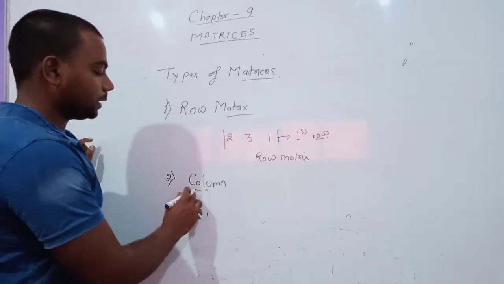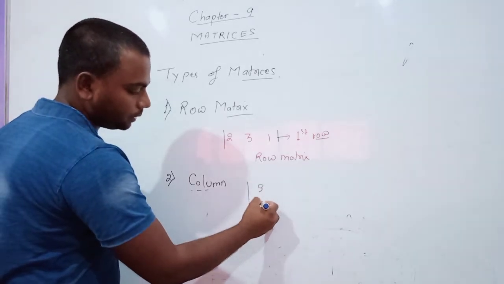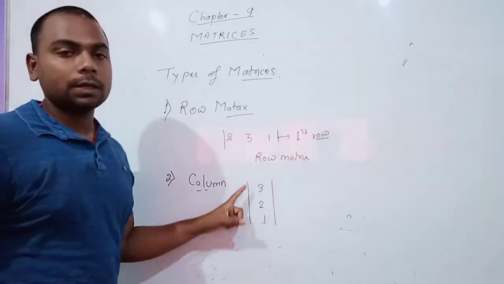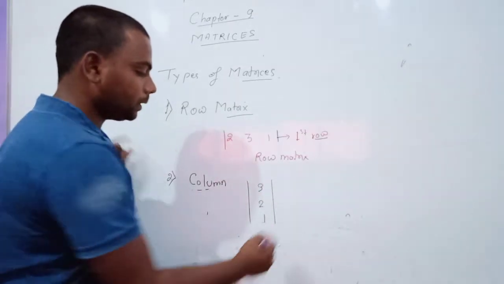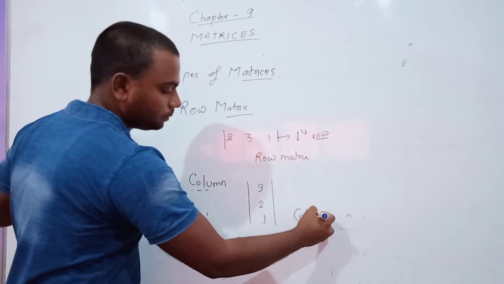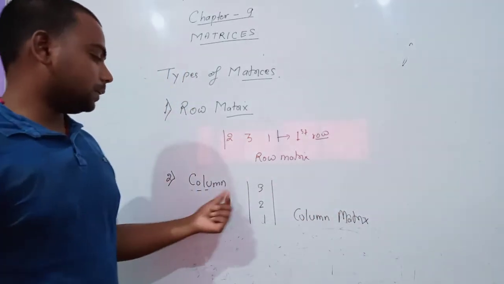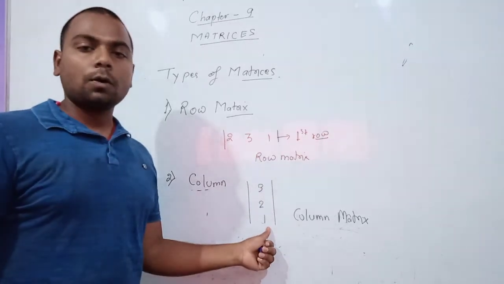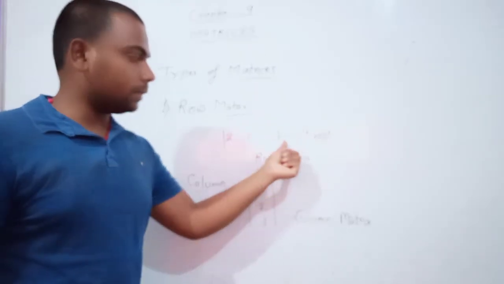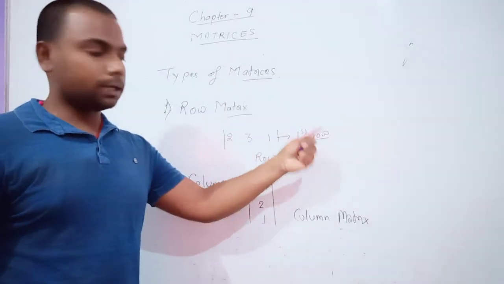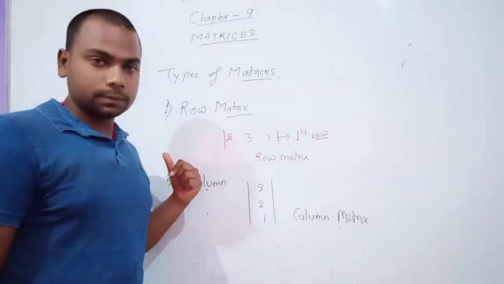Okay, next we will see about column matrix. If there are elements in one column only, then it will be considered as column matrix. Remember this, if there is only one column, then it will be considered as column matrix, and if there is only one row, then it will be named as row matrix. Okay, these two things we have seen.